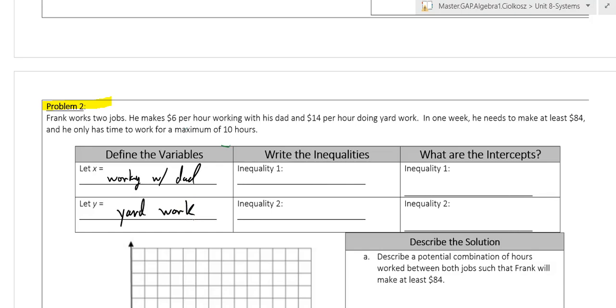In 1 week, he needs to make at least $84, and he only has time to work a maximum of 10. So let's think about inequality 1 as how much we're making. Well, I get 6 per hour for dad, plus 14 per hour, so Y for yard work, and I need to make at least 84. So that's going to be greater than or equal to 84. For the next one, I only can work a maximum of 10 hours. So that means that X plus Y has to be less than or equal to 10, because it says I can work 10.